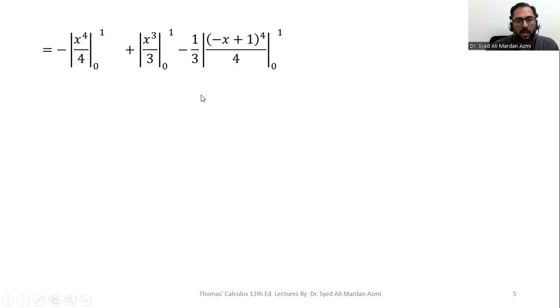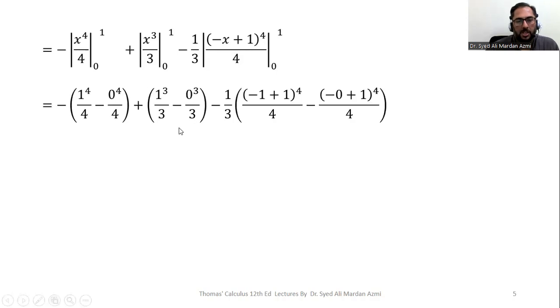After integration, we have some simplifications. After the simplification, we will apply the fundamental theorem of calculus on each term, and we will replace x with 1 for the upper limit and with 0 for the lower limit. So upper limit minus lower limit in the first term, for the second term upper limit minus lower limit, and for the third term upper limit minus lower limit. Now, making the simplification, we will get 1/6.